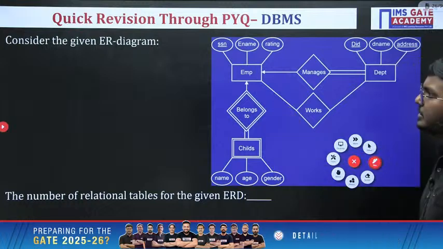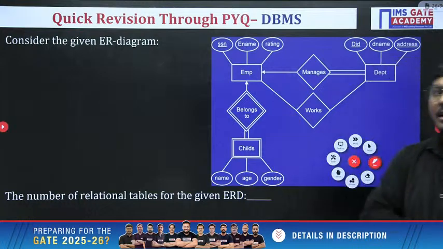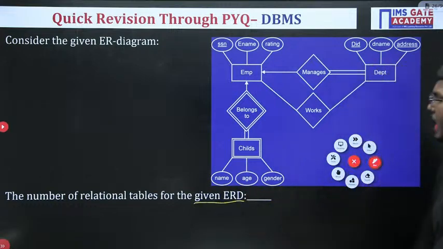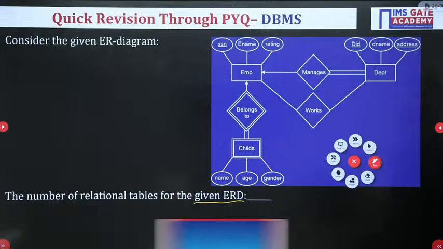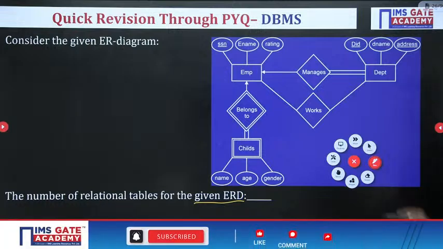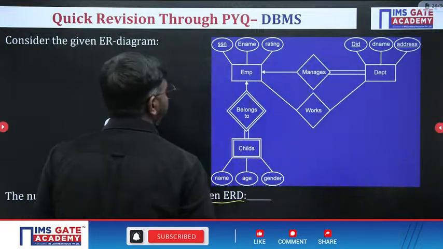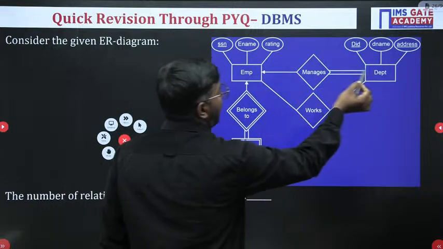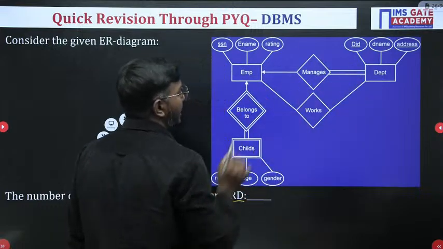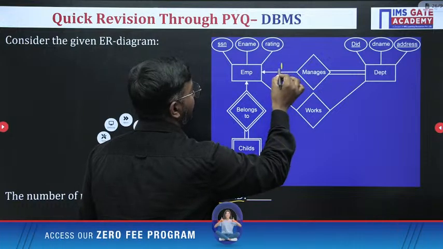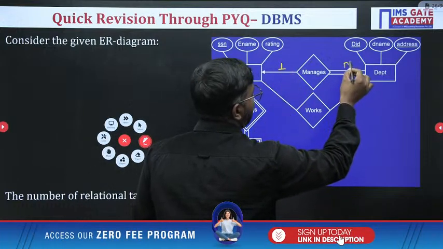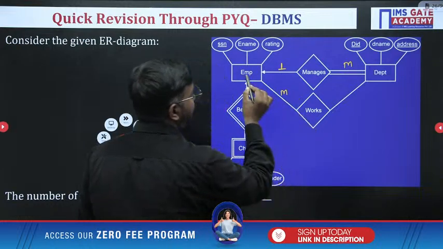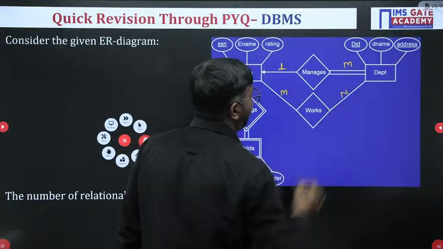Fine, try. The question is: consider the given ER diagram, how many relational tables are required for it? Now if you observe, we have two entities, first employee and department. Towards the employee side the mapping is 1, and towards the department side the mapping is many. Here works is towards the employee side having many, and this side also we have many. Fine.